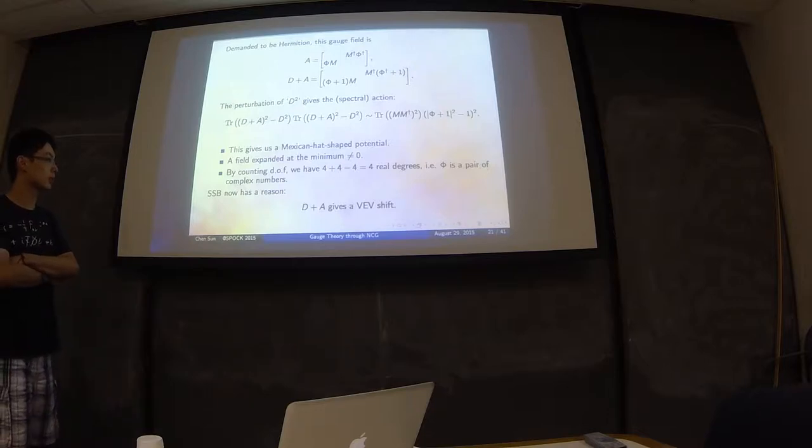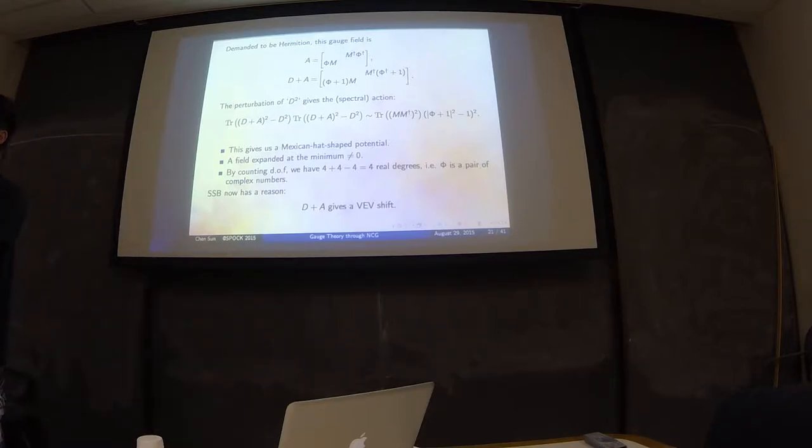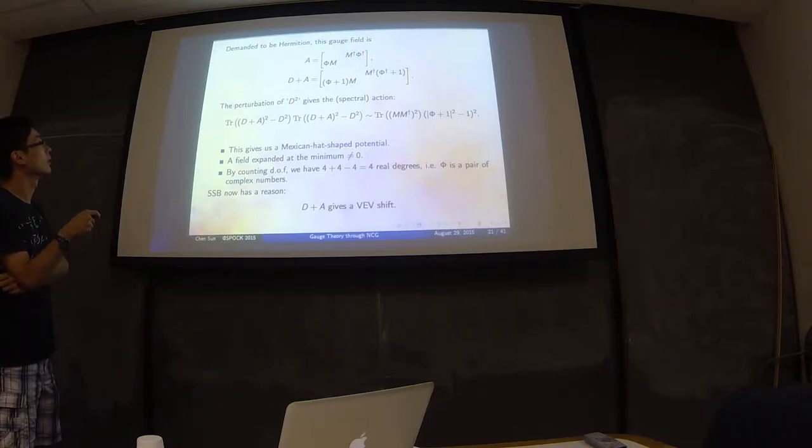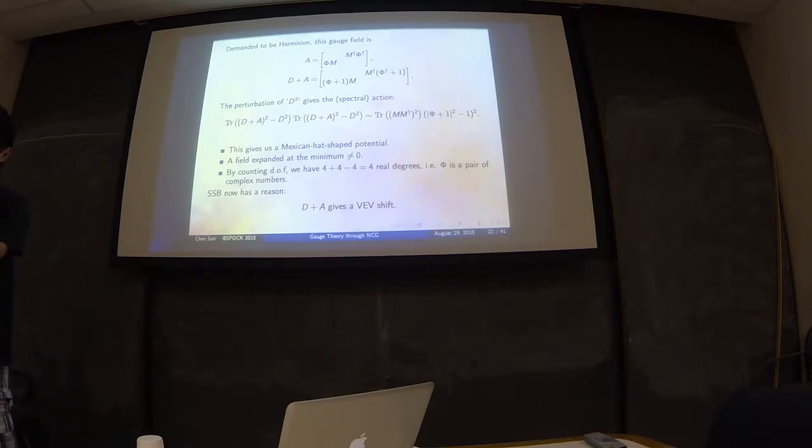So what does this mean? This means the spontaneous symmetry breaking now has a reason. The reason is that we want to make the whole thing covariant. So we combine this derivative into this gauge field. And then we have a vev shift.